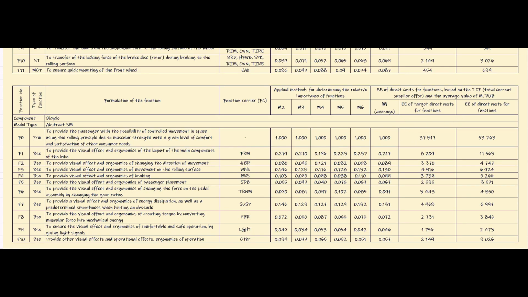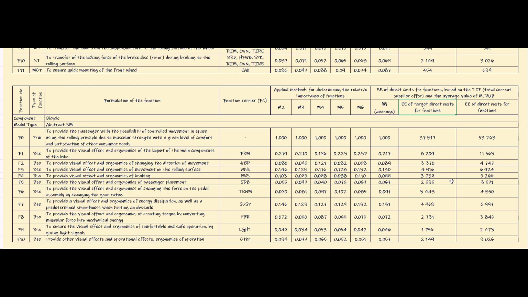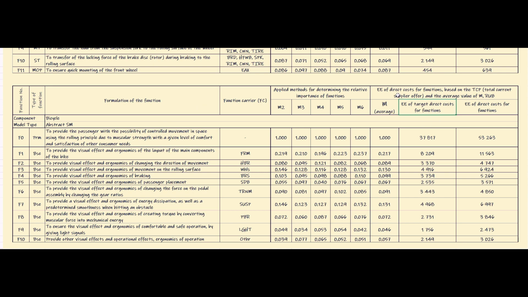Step 2. The costs of abstract functional model functions from the column expert value of direct cost for functions are multiplied by 0.71, as a result of which we get a target value for the cost of the functions in the column expert values of target direct costs for the functions of the abstract functional model. Step 3. The corresponding elements of the abstract structural model in the column expert value of target direct costs for functional carriers are assigned the target cost for functions defined in the column expert value of direct costs for functions of the abstract functional model and the second step of the calculation.